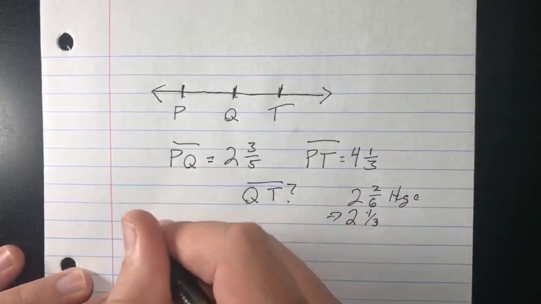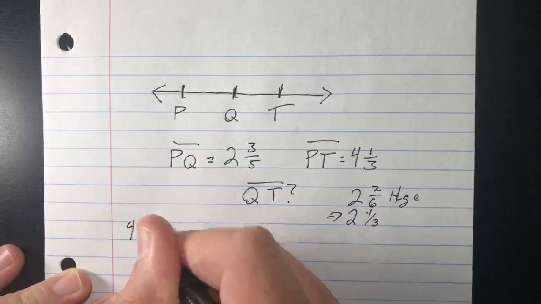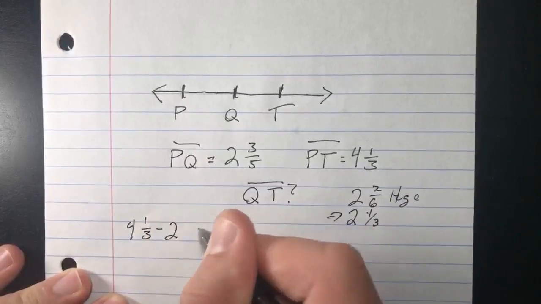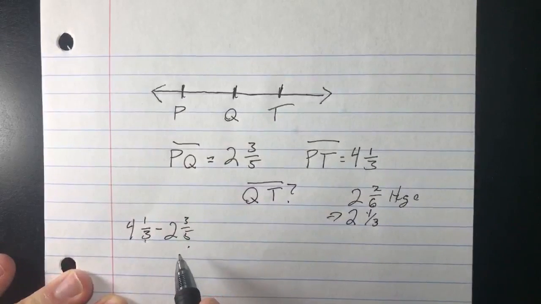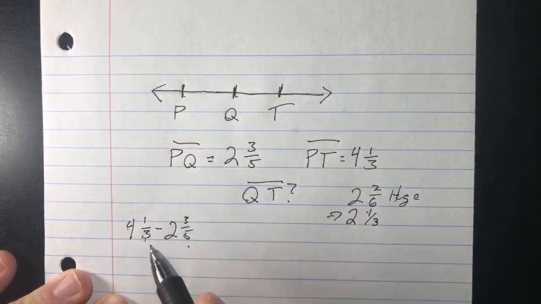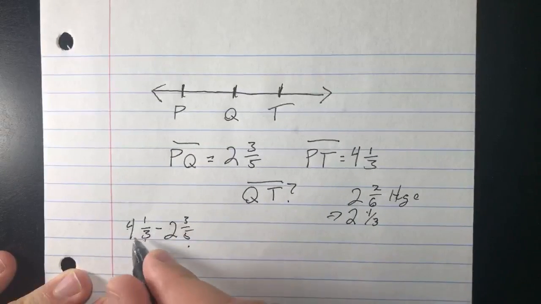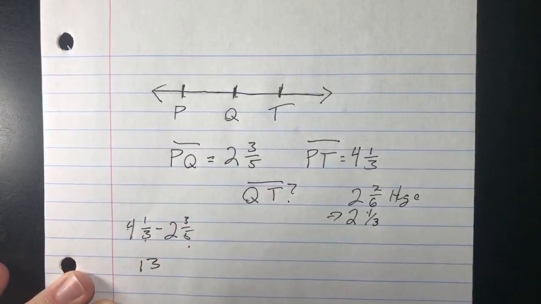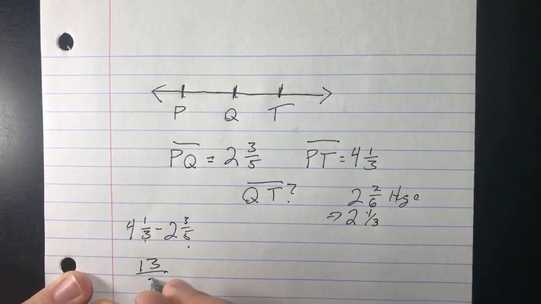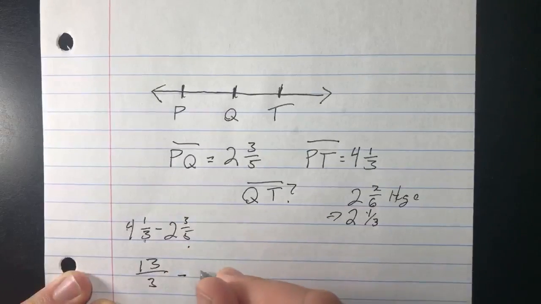So how do we do subtraction? Because that's basically all we're dealing with here, 4 and 1/3 minus 2 and 3/5. So we have to make the denominators the same. I don't know what your instinct was, but I'm going to definitely turn these into different types of fractions. So 4 times 3 is 12 plus 1. That's going to be 13. Can you see that? Yeah. 13 over 3 minus, that's 10 plus 3, 13 over 5.